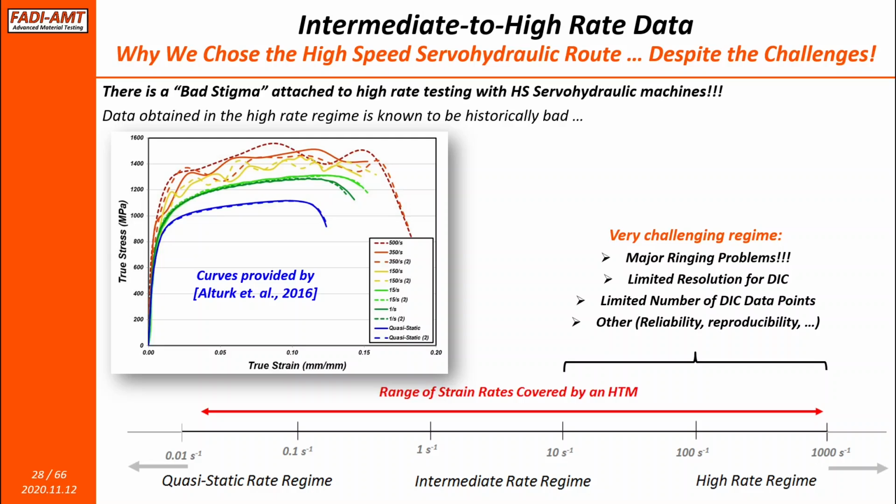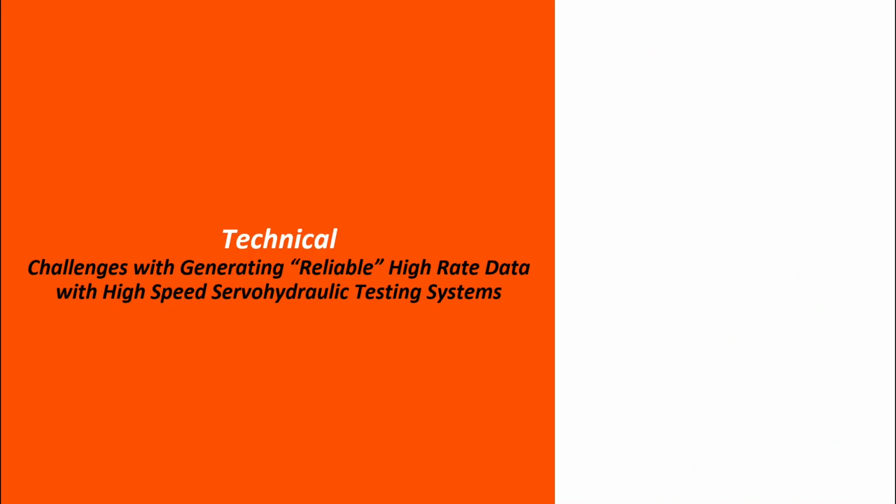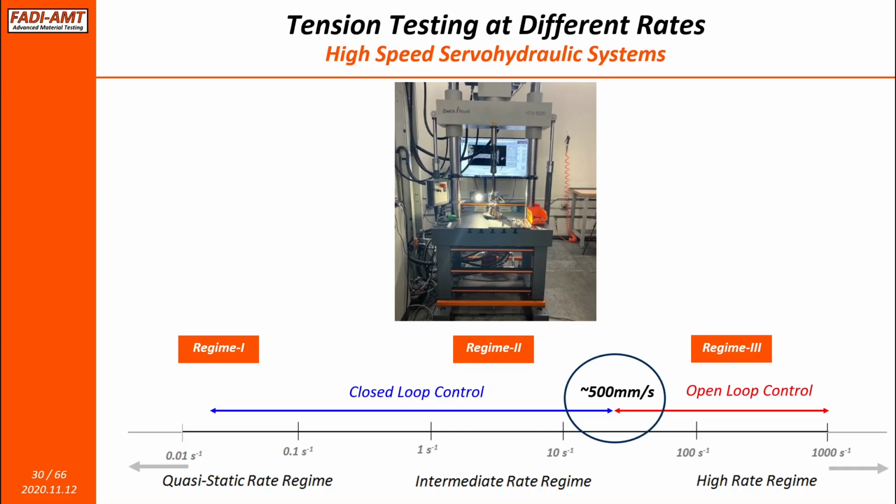For today's webinar, we decided that it's impossible to cover both the mechanical problems, or the system problems, and then the DIC problems. We decided to leave the DIC out today because we have another webinar focused specifically on the challenges of DIC applications in high-speed testing. And today we will just focus on ringing and other issues that are encountered here in order to generate some good data. So let's talk about the details of these problems.